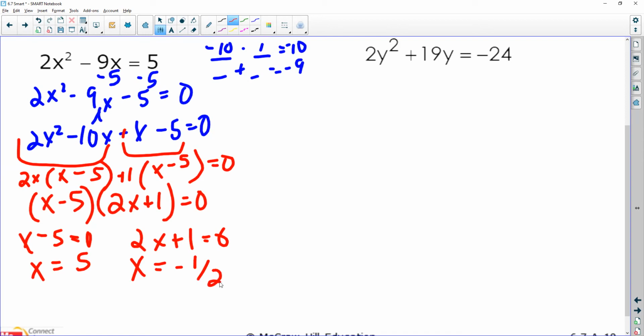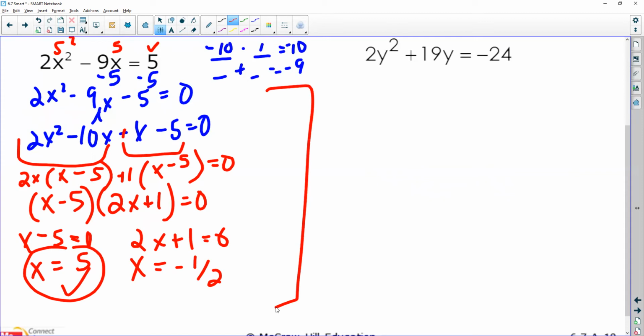And then if I want to check my answers, what I do is I take this answer 5 and put it in here where I see x. So I do 2 times 5 squared, 2 times 25 is 50, minus 9 times 5 is 45. That equals 5. So this answer works. That's how you check. You try the second one. Same exact process. Follow what you see on the left to help you figure out how to do the right.